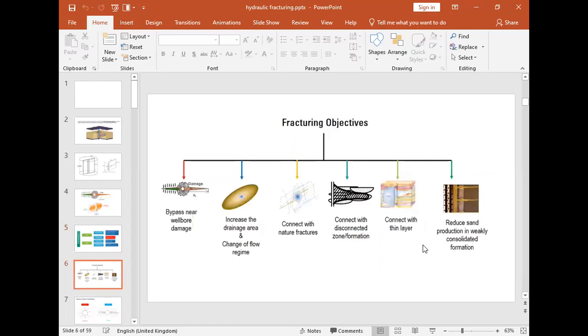All right, so what are the various objectives of carrying out this hydraulic fracturing? We have already mentioned a few, which we'll talk about some of them here. We have to bypass the near wellbore damage. When they talk of bypassing, it simply means that you are not treating the damage, but you're creating a highly conductive pathway where fluids can also pass while the damage is still existing.